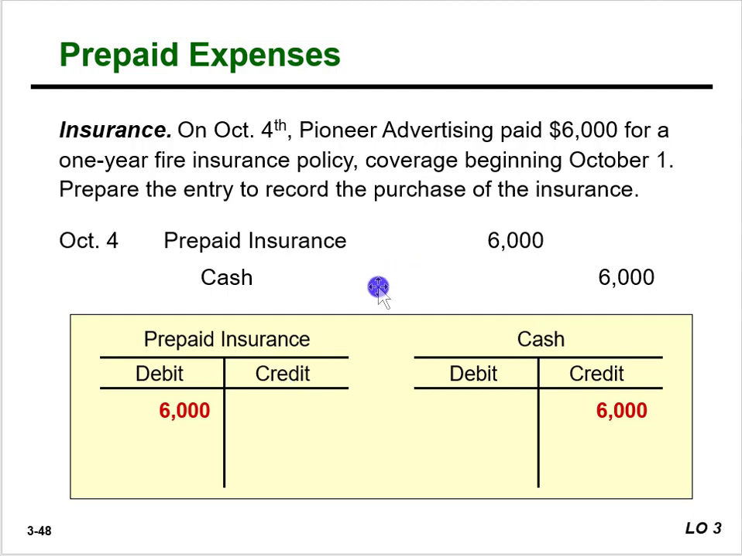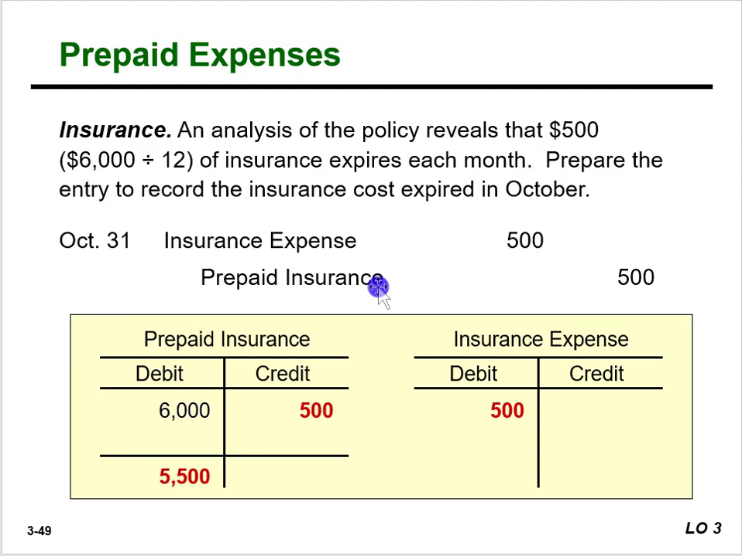This is recognizing the purchase. An analysis of the policy reveals that $500 of the insurance expires each month. Prepare the entry to record the insurance costs expired in October. So again, you're just looking at that month. And so you have $6,000 divided by 12 gives you the monthly amount.